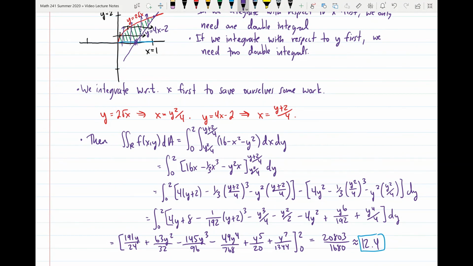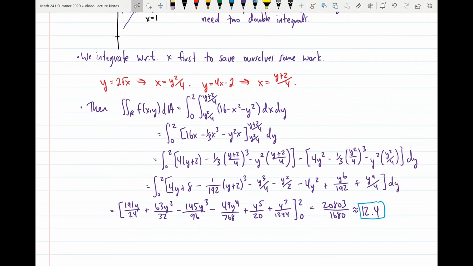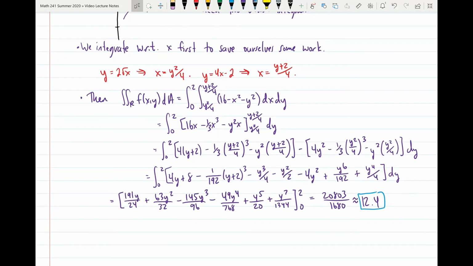And again, x is bounded above by (y plus 2) over 4, and it's bounded below by y squared over 4. So then, the double integral of our function f of x, y over the region R is equal to the iterated integral, where we have the integral from 0 to 2, of the integral from y squared over 4 to (y plus 2) over 4 of 16 minus x squared minus y squared dx dy. So we're integrating with respect to x first.